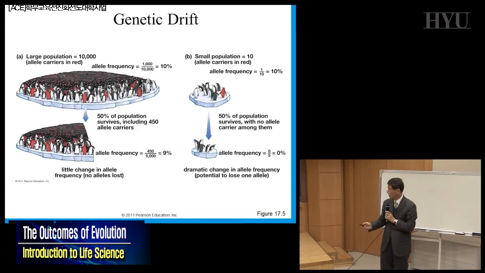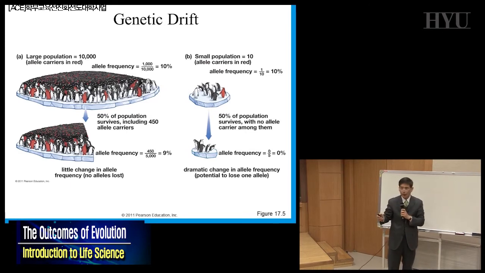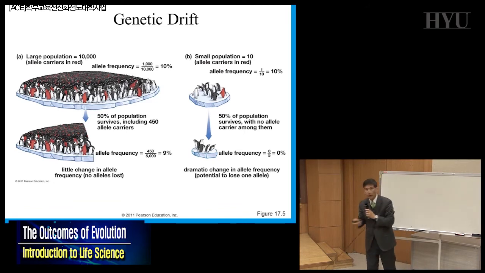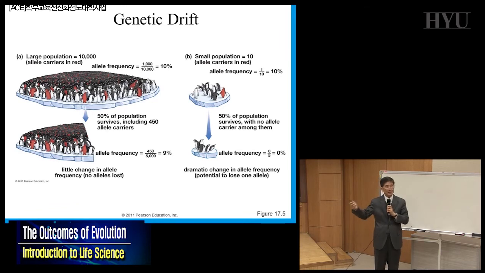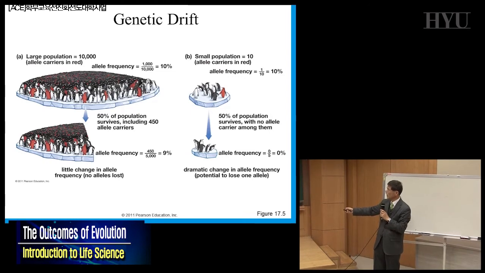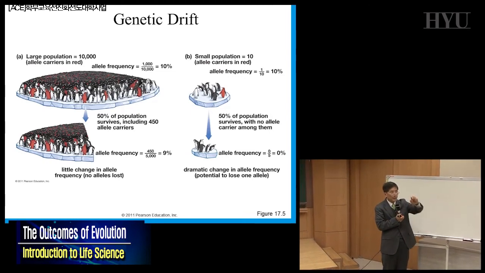What do I mean by that? Let's think about this penguin population. Let's say you have 10,000 penguins here, and if you look at them, they all look black. Only 10% of them are red. I never saw a red penguin, but let's say red penguins. So the allele frequency is about 10%. 10% of the population is red because they have a gene different from the black one.